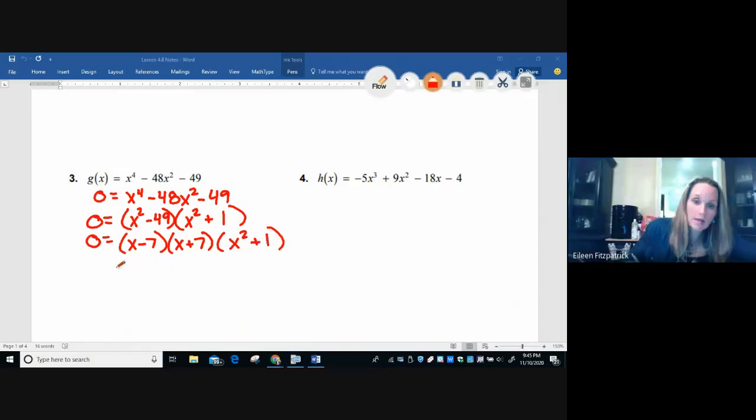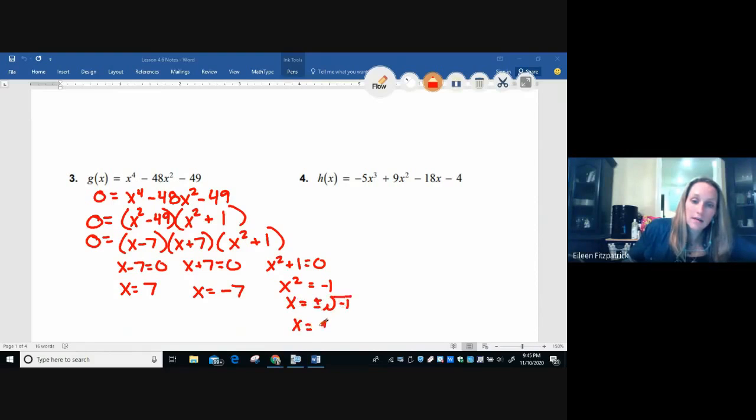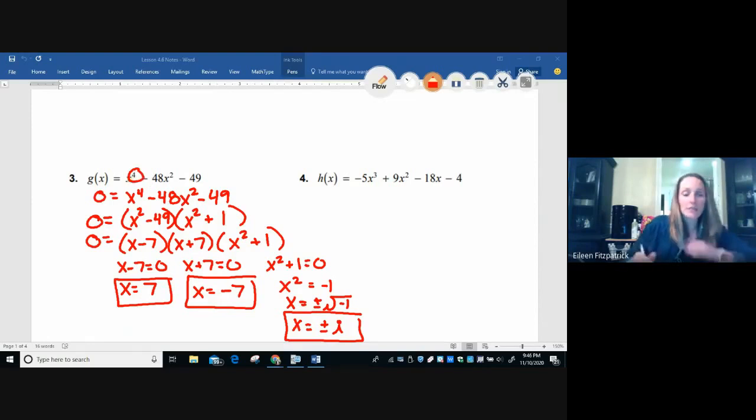Now that they're completely factored, you can set each factor equal to 0 and solve. So you have x is equal to a positive 7, x is equal to a negative 7. Here I'm going to have x squared plus 1 equals 0, so x squared is equal to negative 1. X is equal to plus minus the square root of negative 1. X is equal to plus minus i. So you have two solutions here, positive i and negative i, and then a third solution and a fourth solution, which makes sense since it is a degree 4 polynomial.